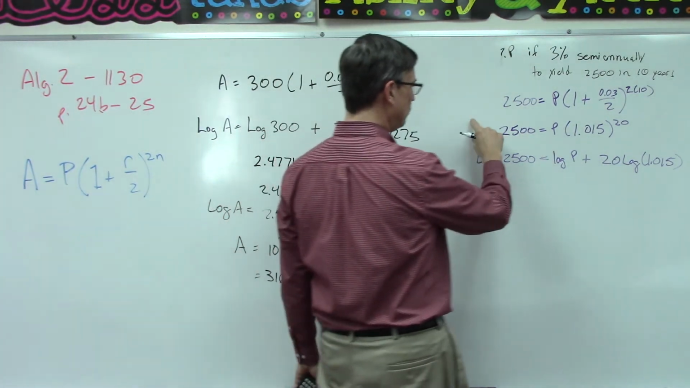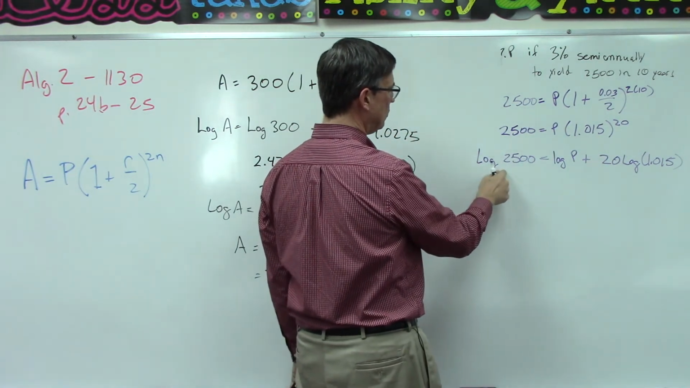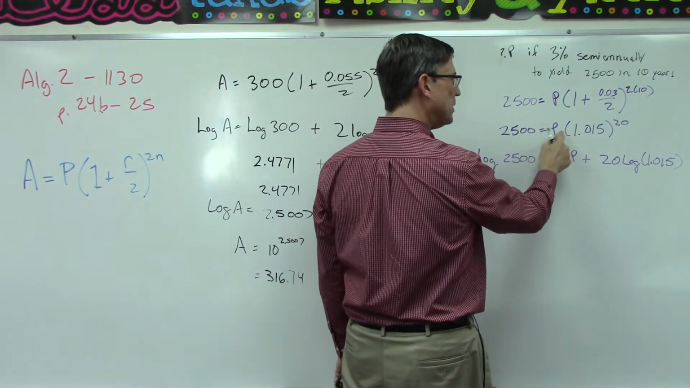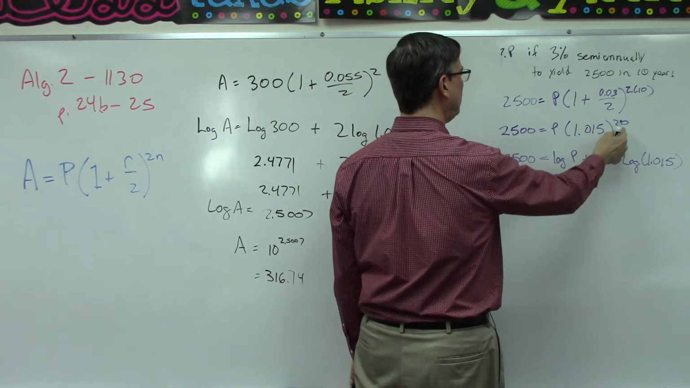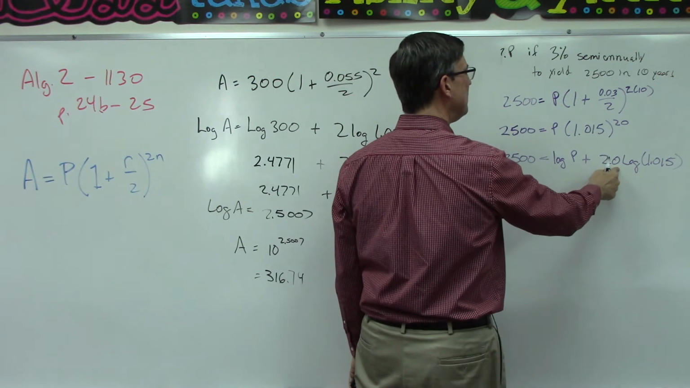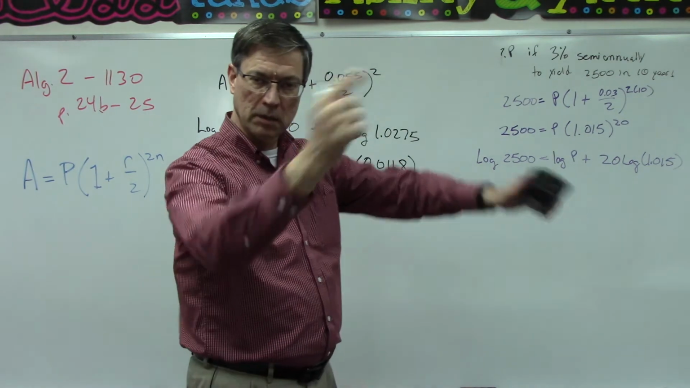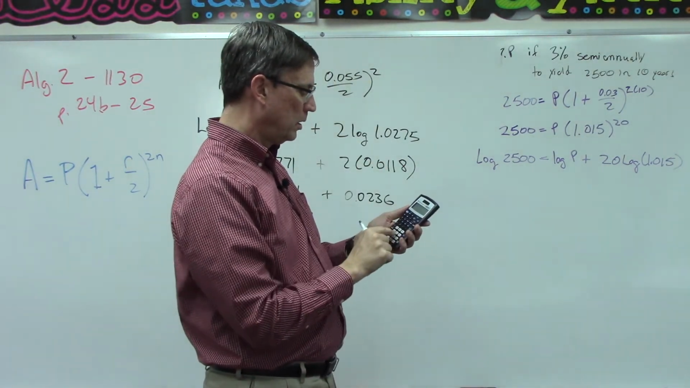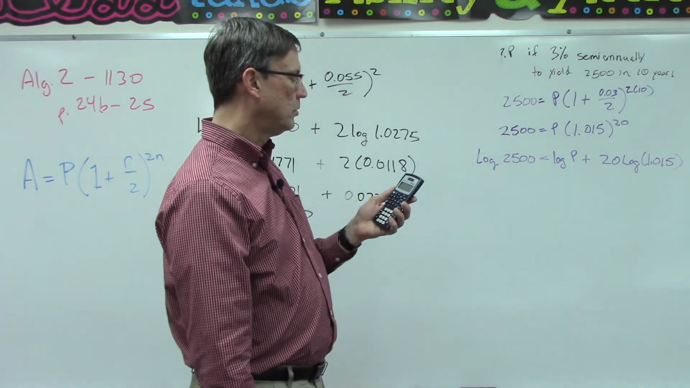All right, so let's see how we're going to solve this using logarithms. So we're going to first rewrite this in logarithmic form. So the log of 2,500 equals the log of p. Now because these are being multiplied, we're going to say the log of p plus, and then 20 becomes the coefficient out front, times the log of 1.015. All right, here we go. Calculators out. Log 2500.